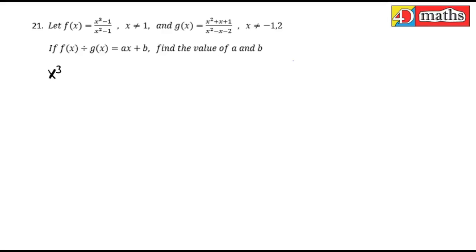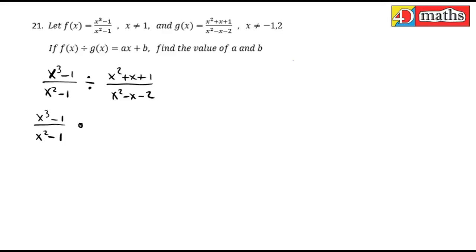So it's x cubed minus 1 over x squared minus 1 divided by x squared plus x plus 1 all over x squared minus x minus 2. So how do we divide fractions? Well, we change the symbol to a multiplication. I'll put that as a dot, I don't want to put another x in it. And we flip the fraction, so it's x squared minus x minus 2 over x squared plus x minus 2.